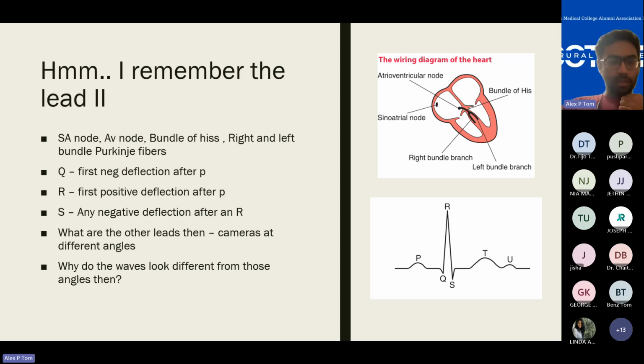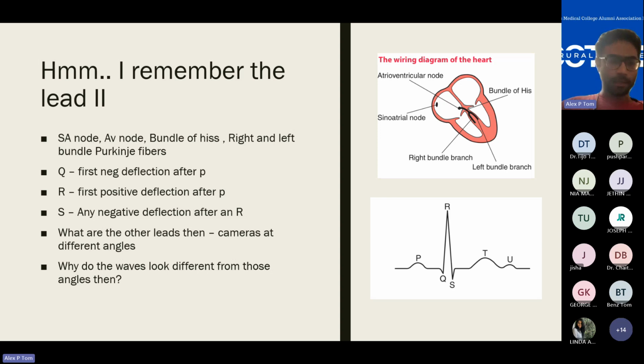And yeah, so we know lead 2 ECG, and the thought process in my head was, then I know this, and this will tell me what the heart is doing. This will tell me how fast it is beating. Then what is the need for all these other leads? What is the need for 2, 3, AVF, AVL, V1 to V6?